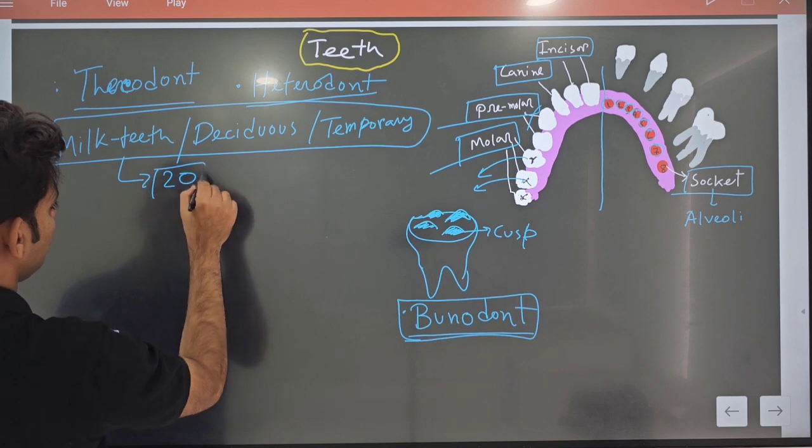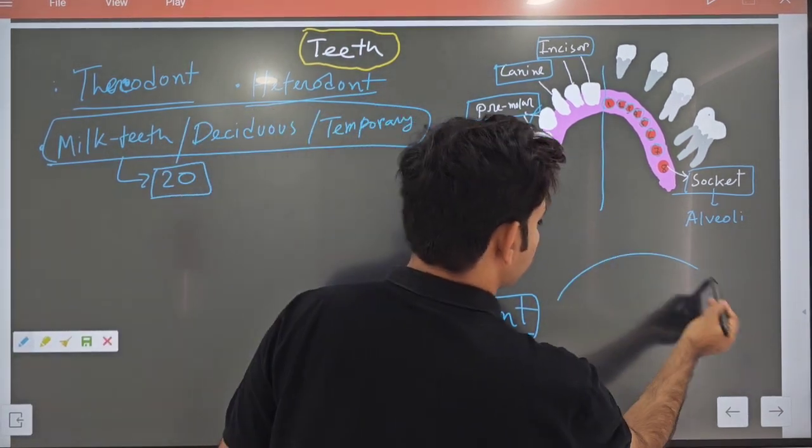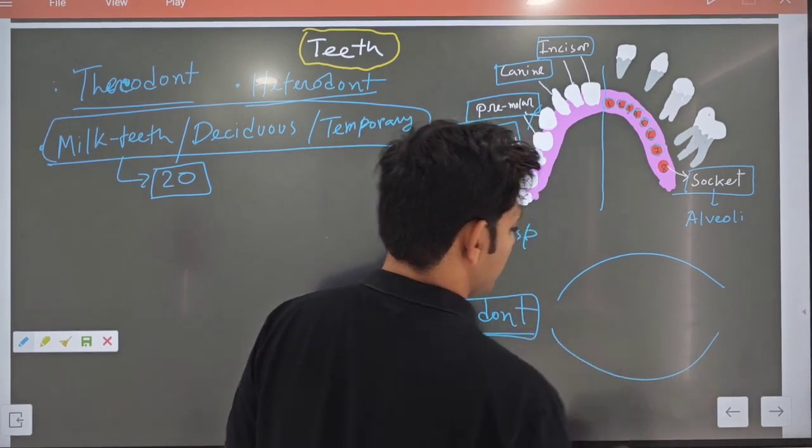20 milk teeth are there. This is the dental formula of milk teeth. How will you calculate the dental formula? You have the upper jaw, maxilla, and the lower jaw, mandible.